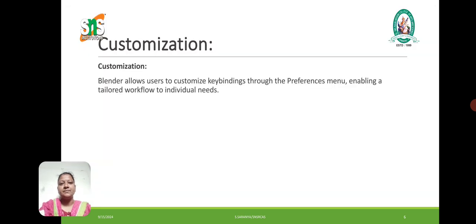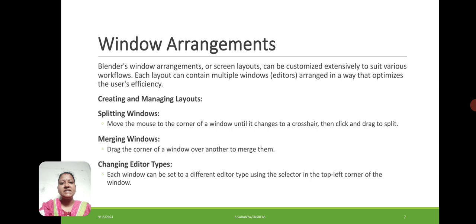Next is customization. Blender allows users to customize key bindings through the preferences menu, enabling a tailored workflow to individual needs. Next is window arrangement. Already we know about the window arrangement. In this section also we are going to see Blender's window arrangement. The screen layout can be customized extensively to suit various workflows. Each layout can contain multiple window editors arranged in a way that optimizes the user's efficiency.